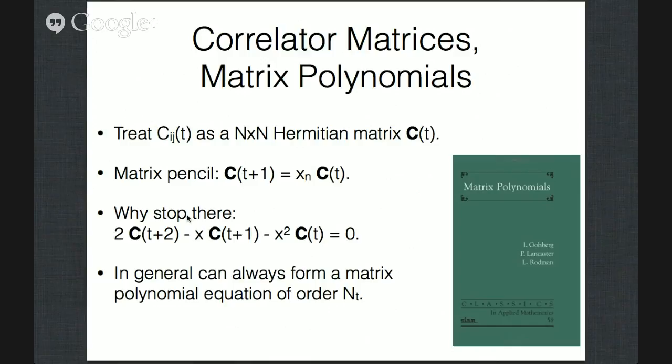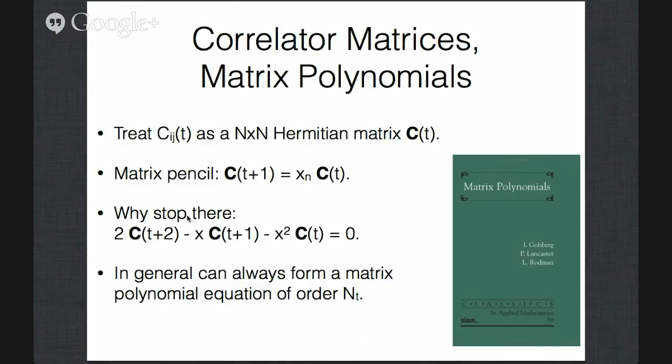You can read this book. There are ways to solve this. And the important thing is one of these matrices has to be, usually the constant term, non-singular. I and J run over my N operators.